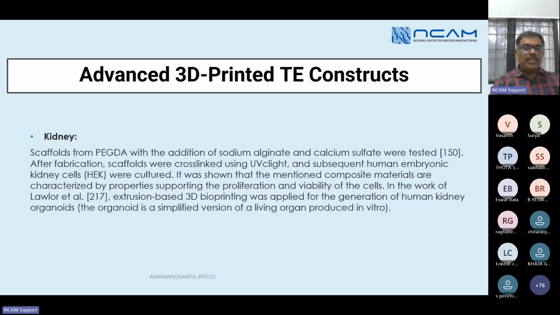And then extrusion-based 3D printing was applied for the generation of human kidney organoids, which is a simple version. The organoid, which is the word being used, is a living organ produced in vitro. So this kidney advancement will break the complete system where people are waiting for kidney replacements. Only 3D printing can do this particular reproduction of the kidney. They have already started working on this with advanced 3D printing constructs. This is one of the major advancements.